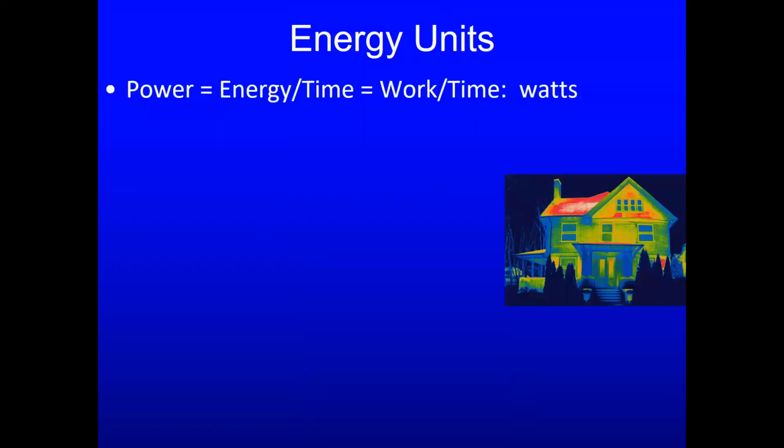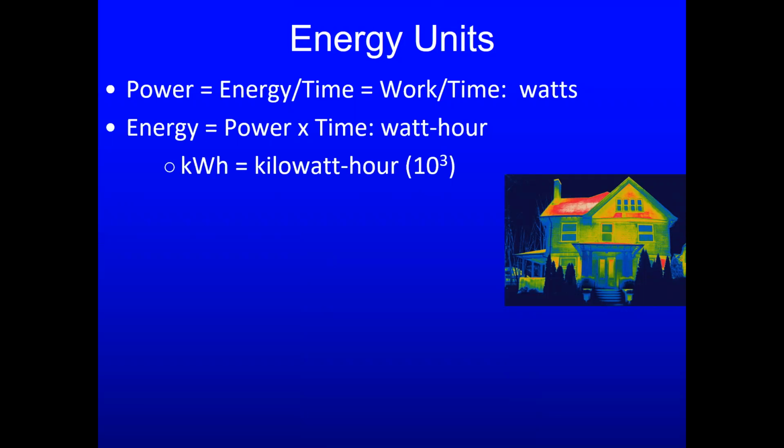All right, so energy units, you probably have seen these before, but power is energy divided by time, or work divided by time, and we measure that in watts. Energy, then, you can rearrange the equation, and energy will be equal to power times time, and that unit would be a watt hour. That sounds strange, but your electric bills actually come in the units of something called a kilowatt hour. So what that means is that it's the number of kilowatts your house uses times the number of hours that you are using those kilowatts.